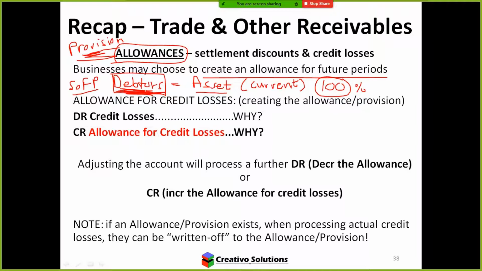But let's assume we've been operating for a few years. Let's say we've got data from the last 5 years. And when we look at that data, we can see that based on what we know, in the past 5 years, 5% of our debtors do not pay. In other words, over the last 5 years, we've always had to write off 5% of our debtors.